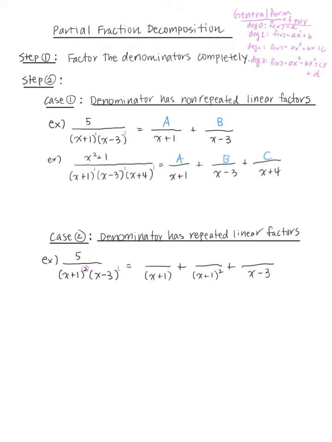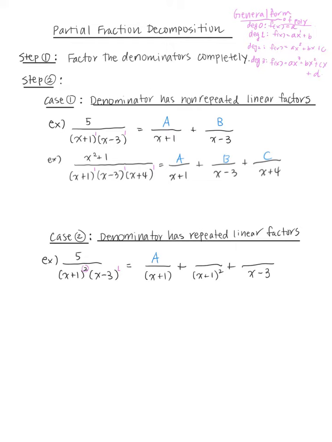Alright, so x plus 1, that's degree 1. So what goes on the top is the general form of the polynomial of 1 degree less than degree 1. So that will be degree 0, which is a constant. So I'm just going to write here a. Now, let's look at the second one.